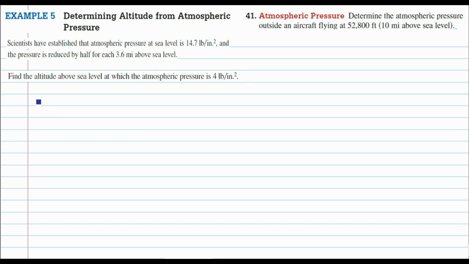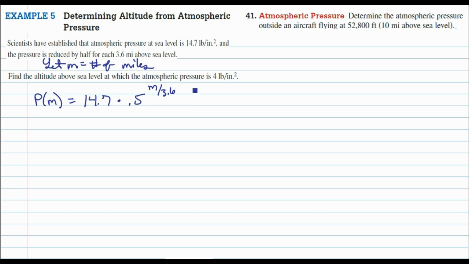So to set up the exponential decay equation, the initial pressure was 14.7 pounds per square inch. The pressure is cut in half, so it's not officially a half-life because we're not talking about radioactive decay, but it's very similar to half-life. Half of it will be left for every 3.6 miles. So not every mile, but 3.6 miles. So I'm actually going to make this P of M, where M equals miles.